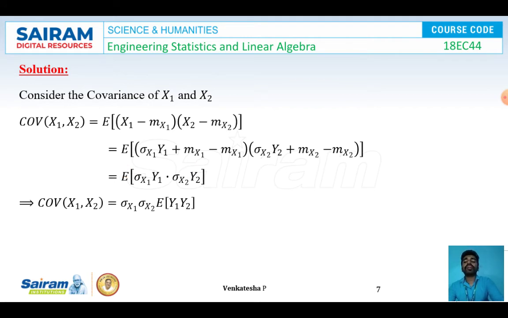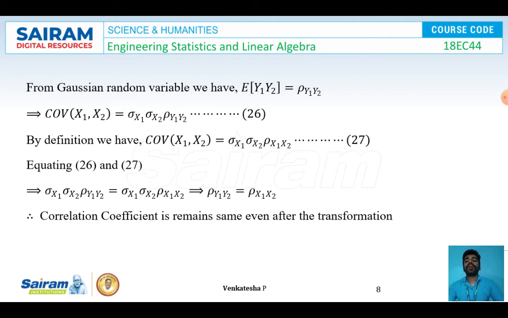And we know that this sigma x1 and sigma x2 are constant. I can take outside. So I got the value of covariance of x1 x2 is equal to sigma x1 sigma x2 into expectation of y1 y2. Now from the Gaussian random variable, we have expectation of y1 y2 is given by rho y1 y2. So I can replace the expectation of y1 y2 as rho y1 y2. So I got covariance of x1 x2 as sigma x1 sigma x2 into rho y1 y2. Call this one as equation number 26.